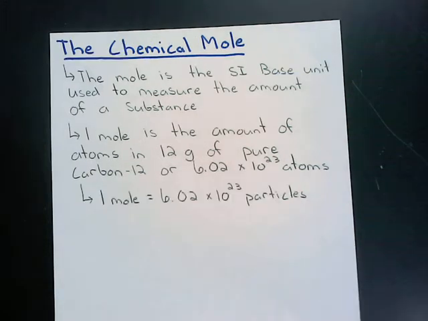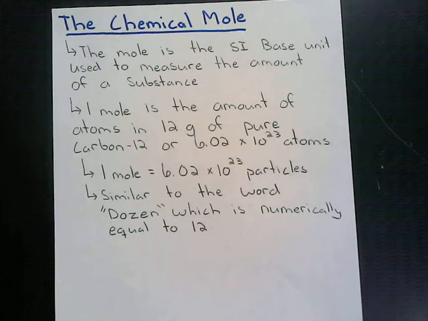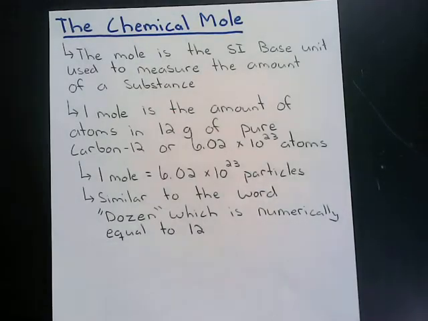And if we want to put it in perspective here, 1 mole is really similar to a word like dozen, which is just another word for saying we have 12 of something. Whereas if we say we have a mole of something, we have 6.02 times 10 to the 23rd of that something. So we have a lot of that something. Again, a mole is just a convenient way to say we have 6.02 times 10 to the 23rd of our something. Very similar to the word dozen.